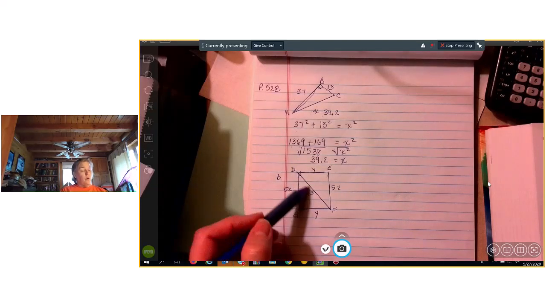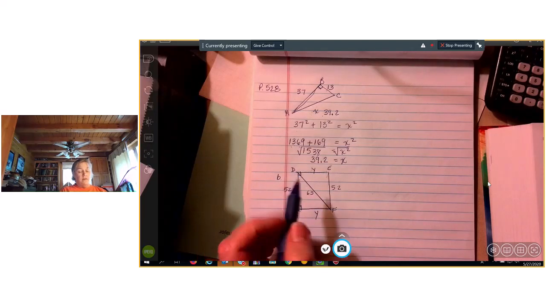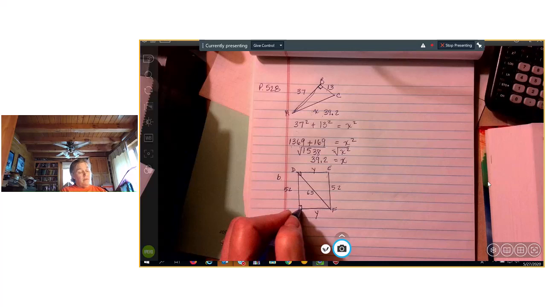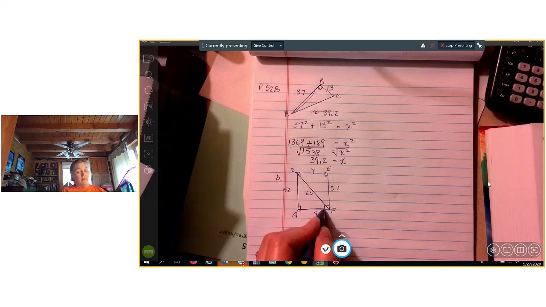Now, you can use the Y that's up here, noting that if this is a right angle, then this one also has to be a right angle. If this is a right angle, this also has to be a right angle. So if this is a right angle, then the 65 is actually going to be our hypotenuse. So our C is going to equal 65.